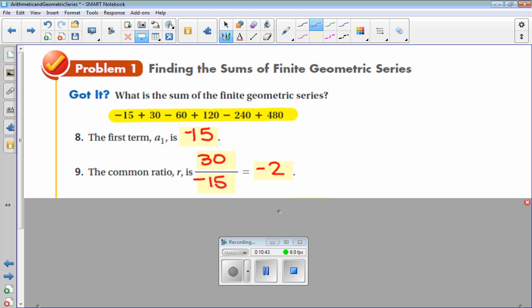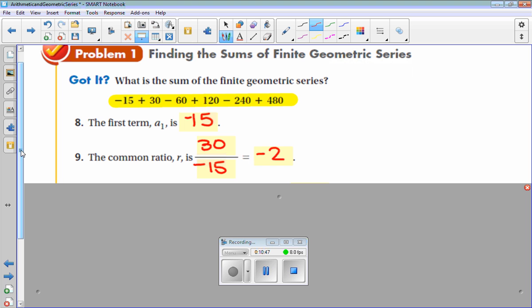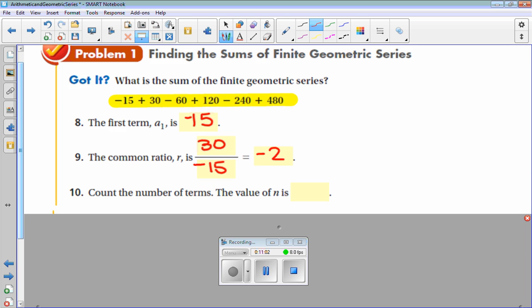That's the ratio. What other information do I need? Look at your formula. What other information do I need? N. What is N again? The number of terms. How many terms are there here? 1, 2, 3, 4, 5, 6. So what is N? 6. So I have everything I need.